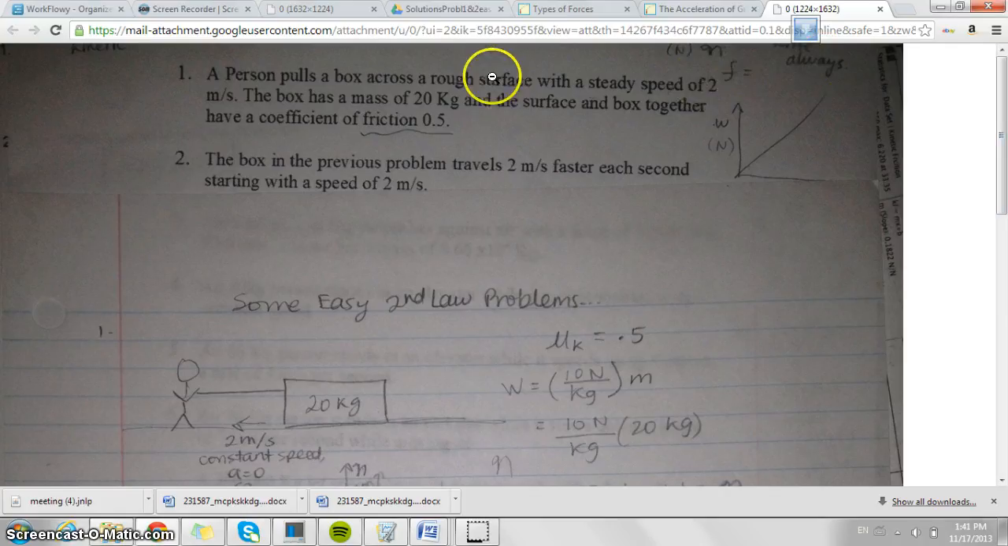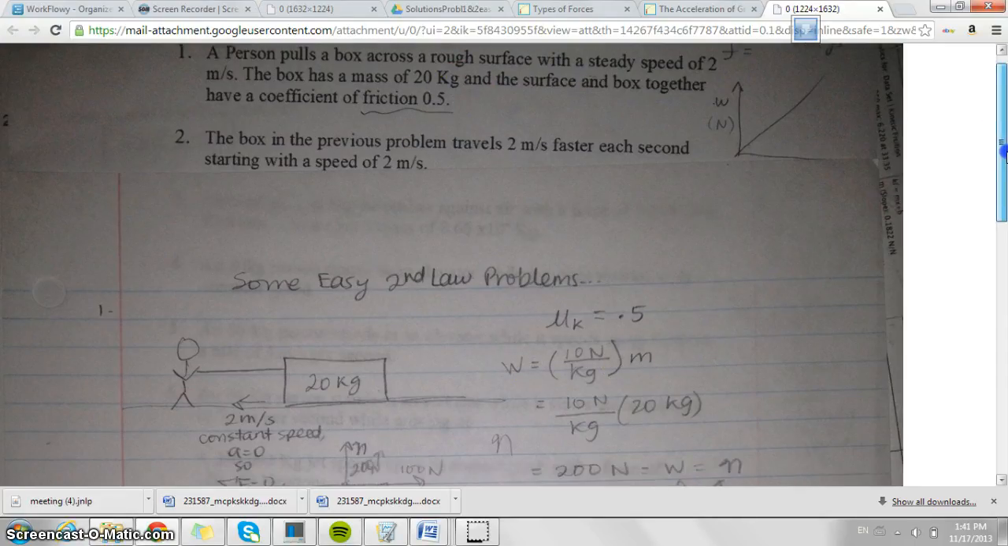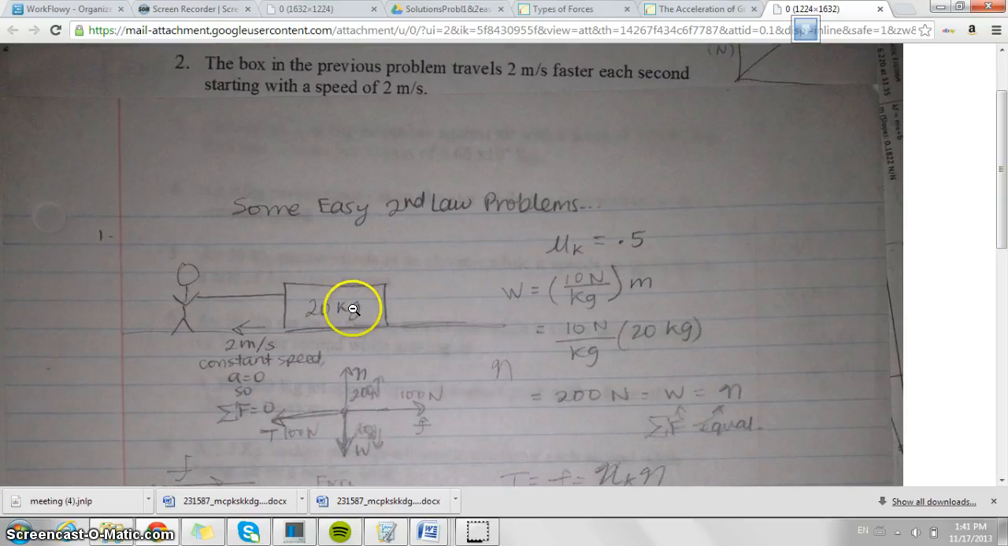And next, the box has a mass of 20 kilograms, and the surface and box together have a coefficient of friction 1/2. Here I've drawn a diagram. So here's the person pulling the box in a, we'll call it negative direction, but it doesn't really matter right now. And here's the coefficient of friction equals 1/2. And this little K symbol just means sliding friction because the box is moving.